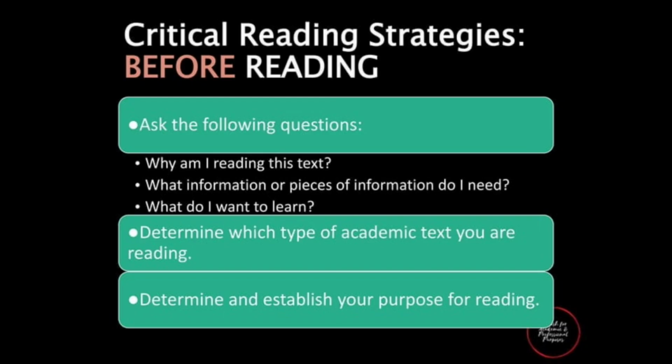Bakit ako nagbabasa? Ano yung gusto kong malaman? Ano yung gusto kong mapag-aralan? Okay? So, you will determine which type of academic text you are reading. Diba? We have 6 types of different academic texts, diba? The essays, the thesis, the dissertation, the textbooks. Okay? So, na-discuss na natin yan last meeting.